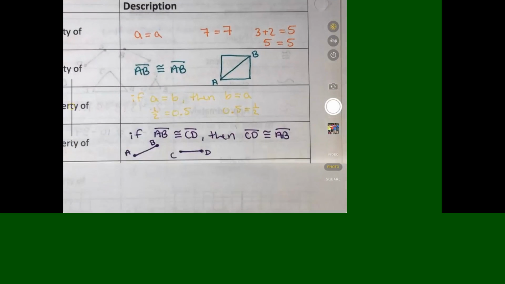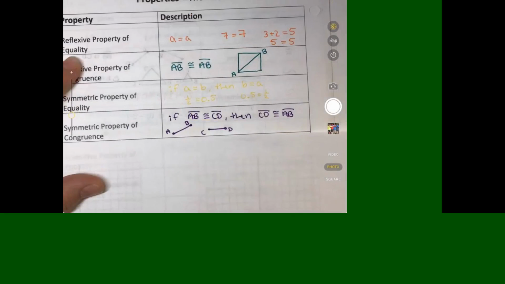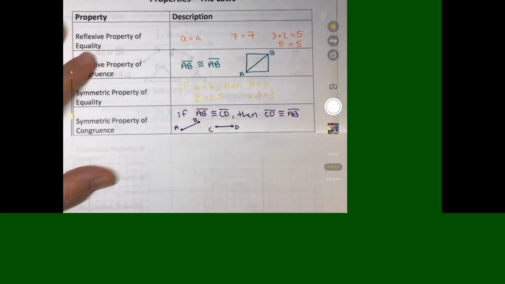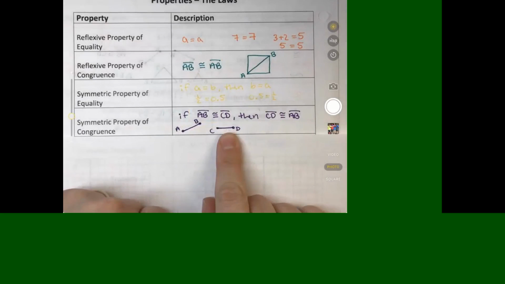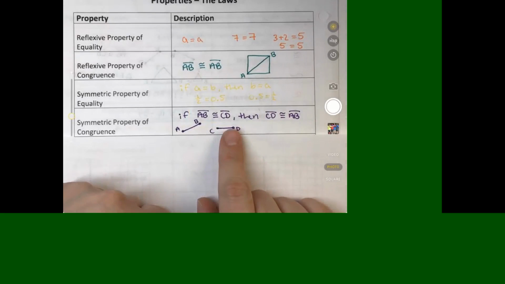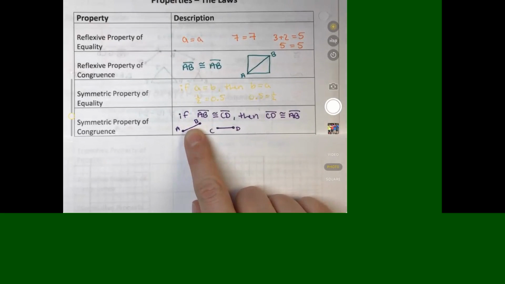Now, in our proofs, what this might look like is the symmetric property of congruence. If this line segment here is congruent to this line segment, then that means that this line segment is congruent to that line segment. Different representations, but if they're congruent, then I can flip them forwards or backwards. AB is congruent to CD, CD is congruent to AB, those line segments.